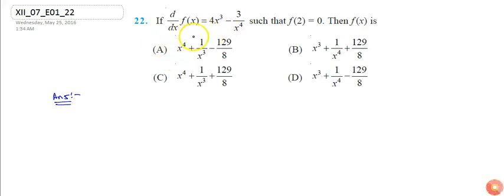In this question, it is given that the derivative of f(x) is 4x^3 minus 3x^4. So we need to find the function f(x). The antiderivative of the function 4x^3 minus 3x^4 will be f(x). So we need to find the integration of 4x^3 minus 3x^4 with respect to x.